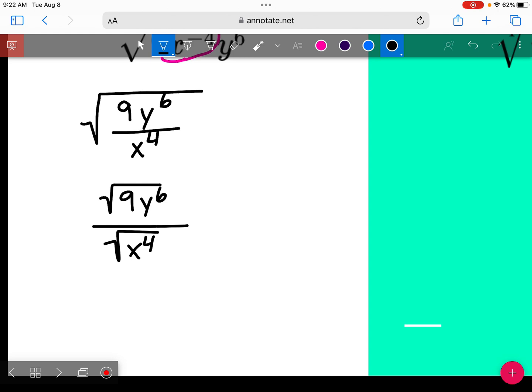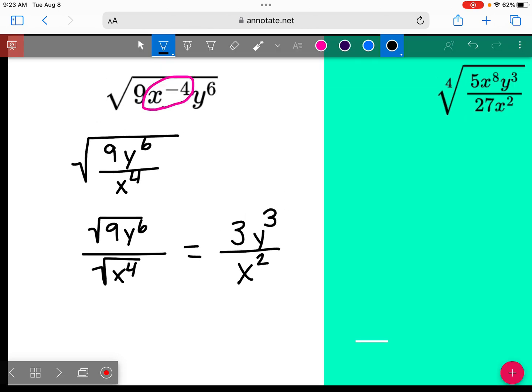Do I need to multiply by anything to rationalize this? No. Square root of x to the 4th is x squared. So we can just simplify this. Sometimes the book tries to trick you, make you do more work than you need to, because they're not very nice. Okay, so what's our numerator going to be? 3y to the 3rd. This one rationalizes itself just by simplifying.